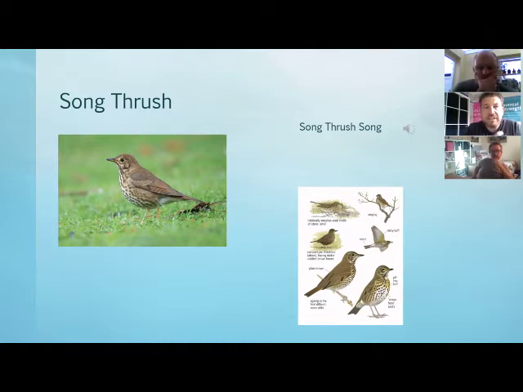Song thrush, very much buff down the flanks, and what we're talking about there is the side of the belly. And although it's very spotted, you can see the spots almost merge into one another. Very brown on the back, very sort of warm brown, and then you've got that sort of buff around the face with that little black bill, and then those sort of orangey legs. Song thrushes are the ones that go for the snails as well.